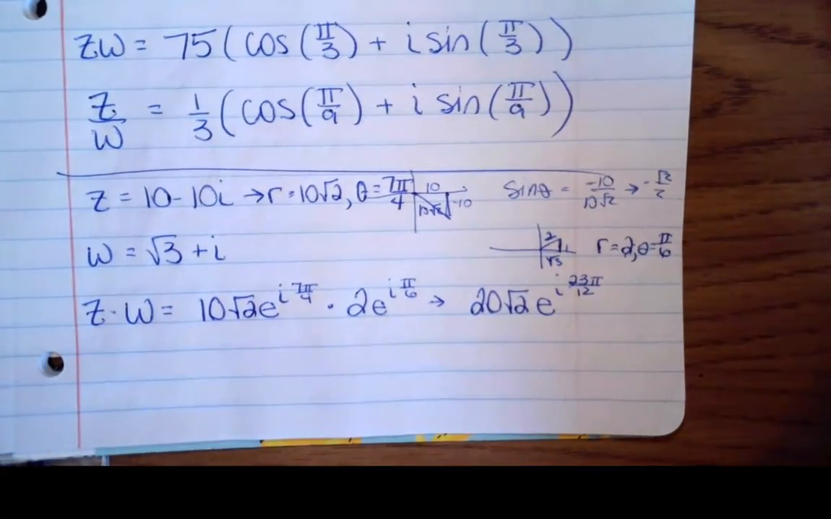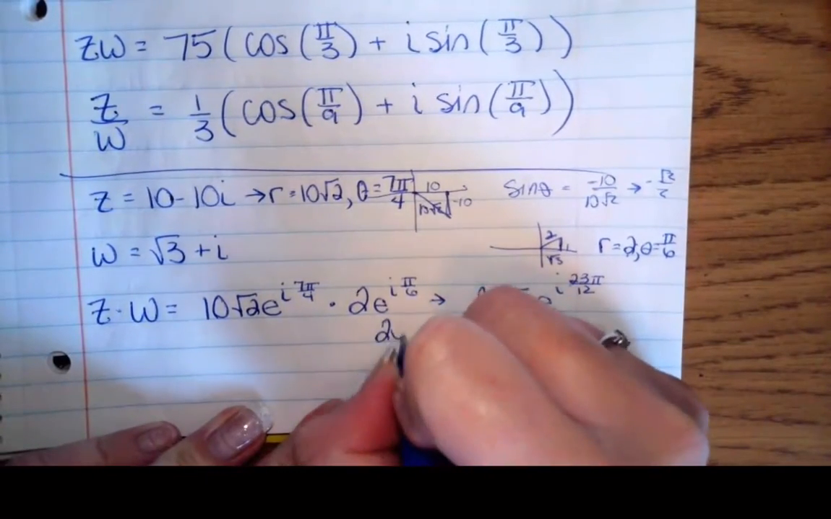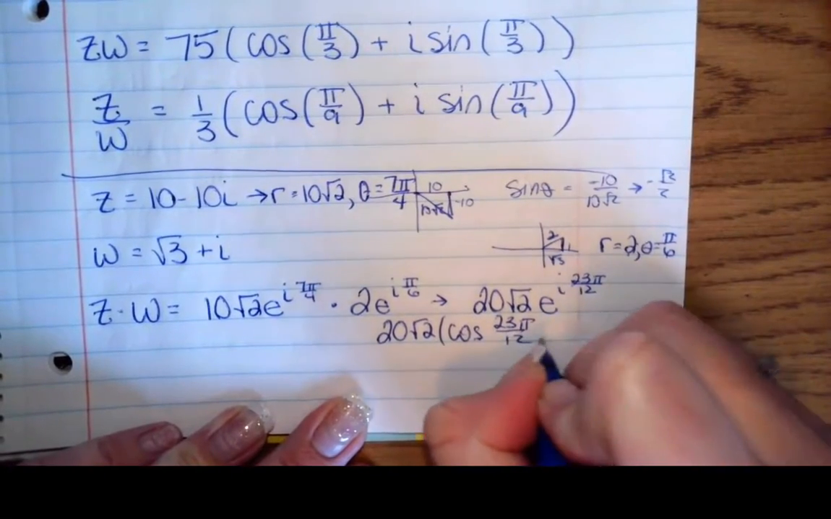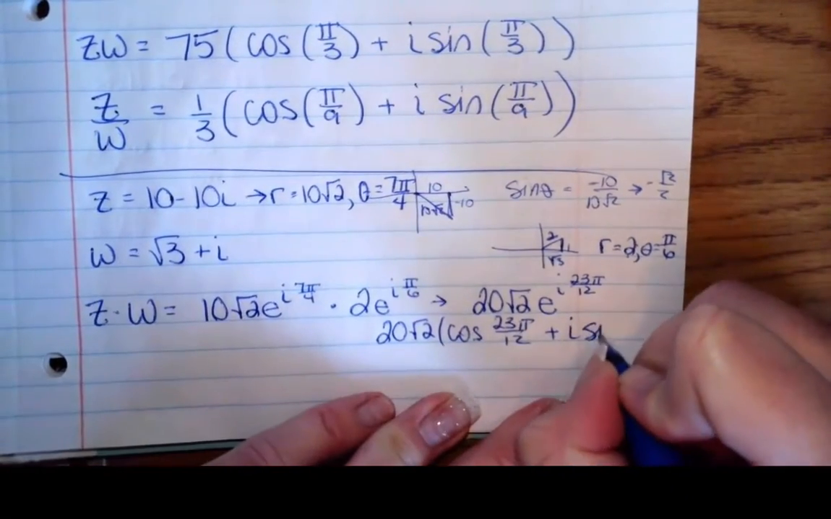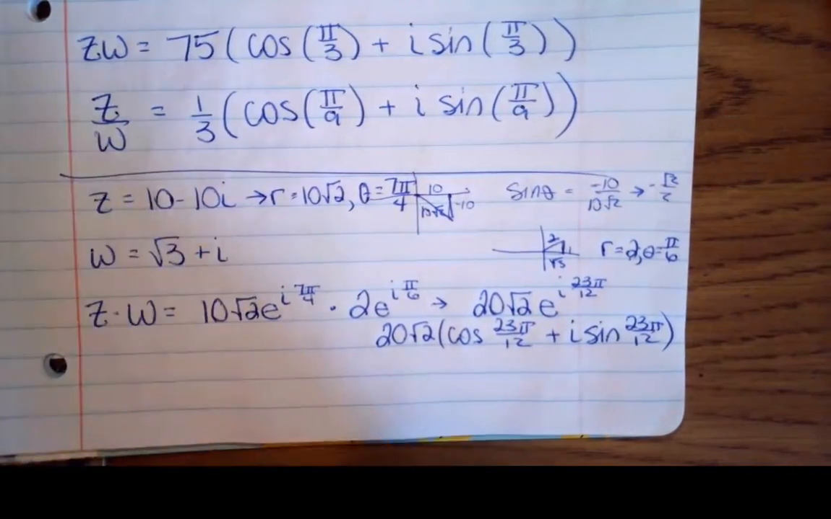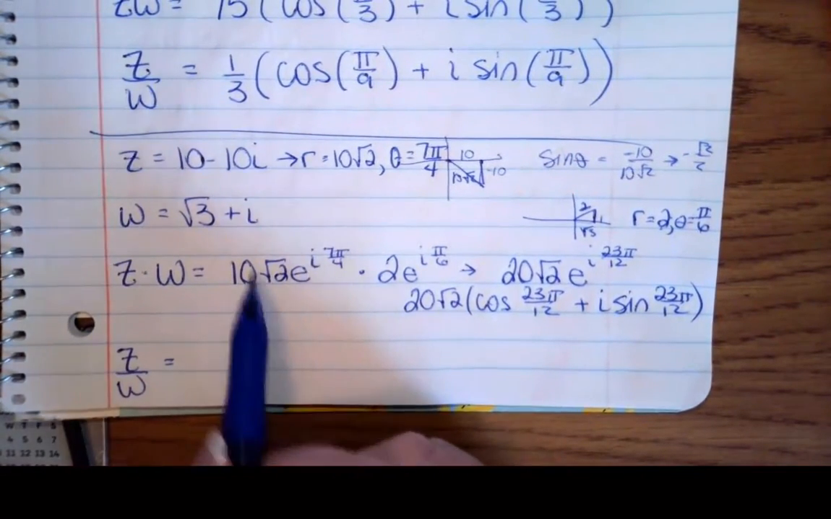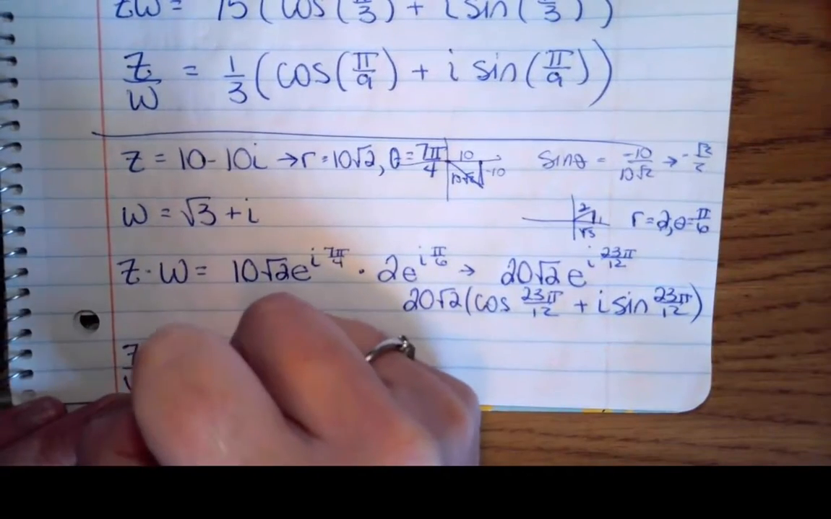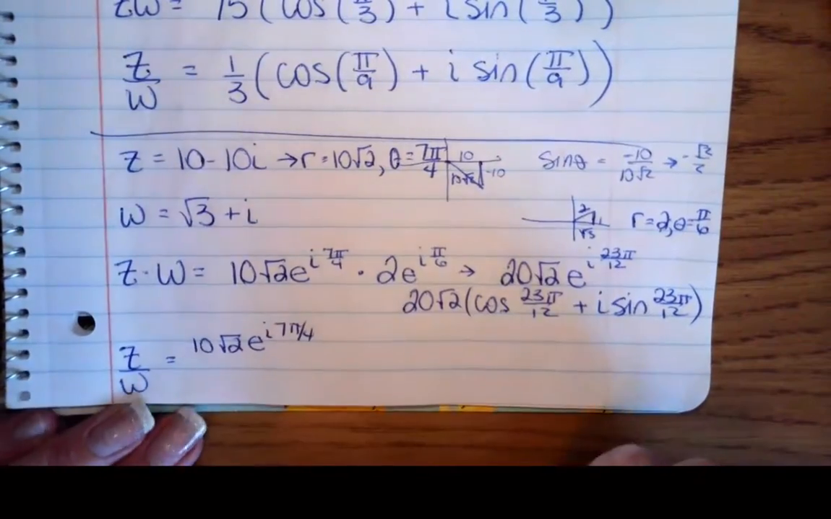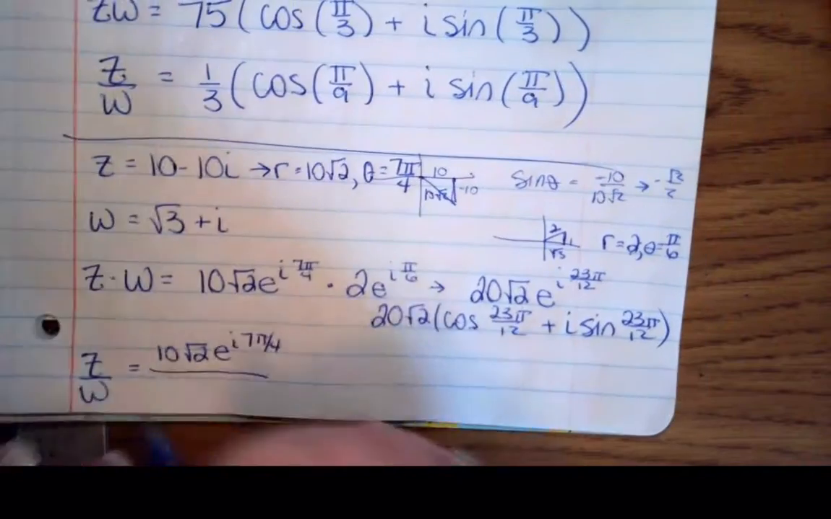So what does that look like? Because we're supposed to convert back into polar. So polar is going to be 20 root 2 times the cosine of 23 pi over 12 plus i times the sine of 23 pi over 12. So what about z over w? What is my z? Well, there's my z, I already found it. It's 10 root 2 e to the i 7 pi over 4 over, what's my w? My w is 2 e to the i pi over 6.